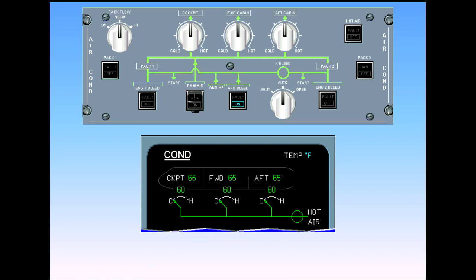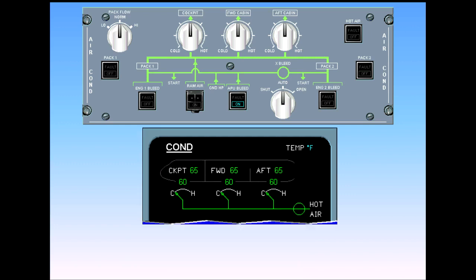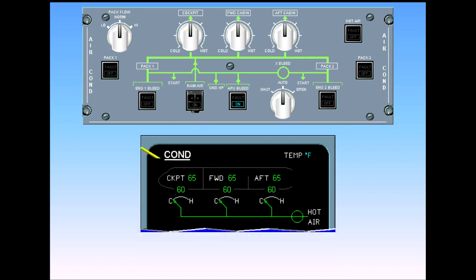Temperature regulation is achieved the same way for all zones. We will demonstrate the concept using the cockpit zone as an example. The cockpit zone temperature selector is in the 12 o'clock position. In this position, a zone temperature of approximately 74 degrees is demanded. Since 65 degrees is less than the requested 74 degrees, the zone controller sends a command to increase the amount of hot air needed.